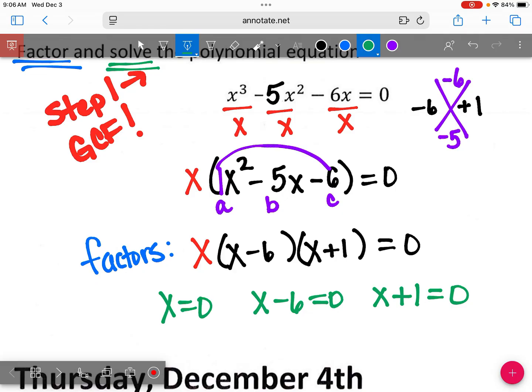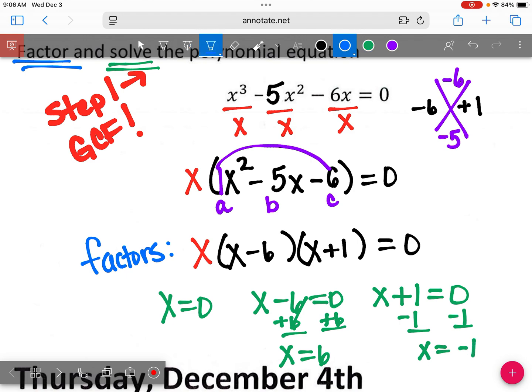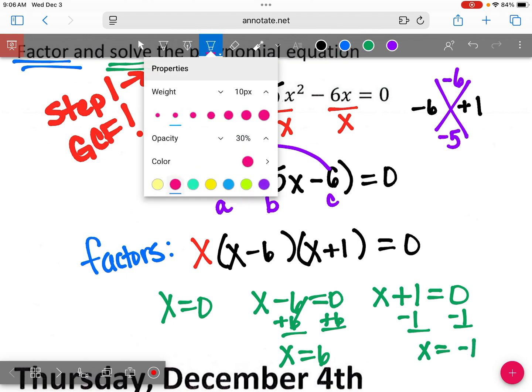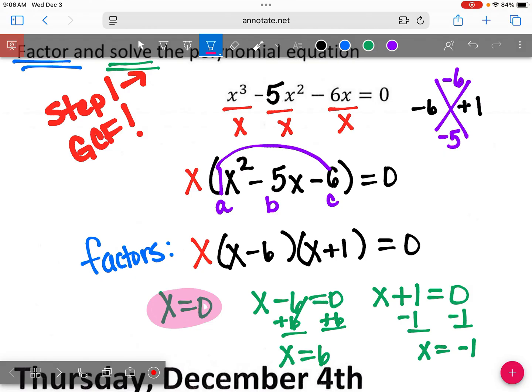So I have to add the 6. So that tells me x equals 6. And then I have to subtract the 1. So that's x equals -1. So there are 3 answers though. These are my 3 answers: 0, 6, and -1. And those will be my 3 answers. Any questions about today's bell work?